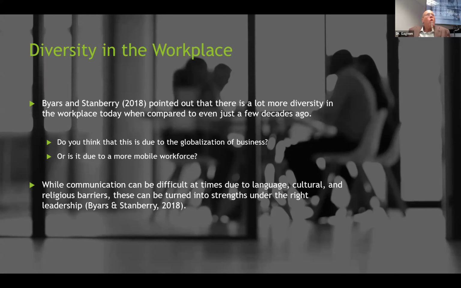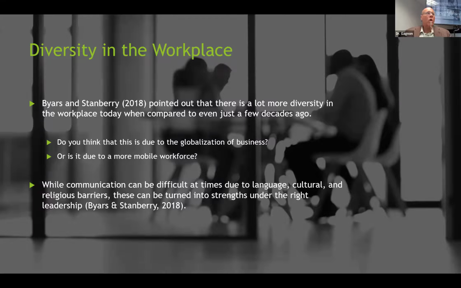Now, what about a more mobile workforce? You see, there was a time period, as you learned last week, where people would go and get a job and they'd be there for 30, 40 years. They'd retire, have a party, and get a gold watch. That was your career. Now, people join the workforce and they might move every 3 or 4 years to a different company. And there's nothing wrong with that.